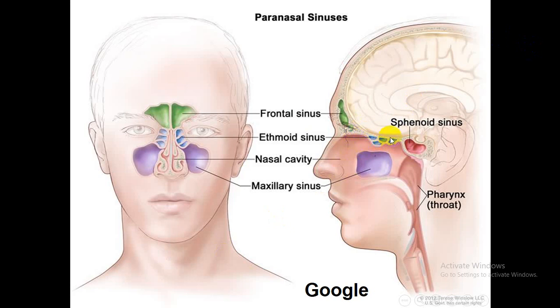They are all supplied by what? Anterior and posterior ethmoidal nerve. Anterior and posterior ethmoidal nerve.